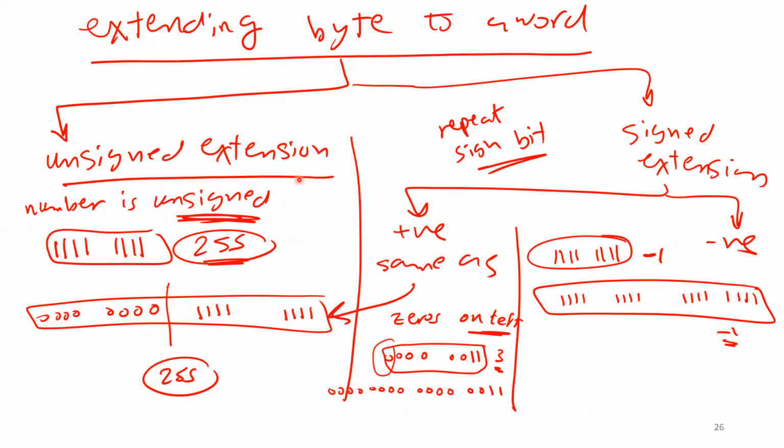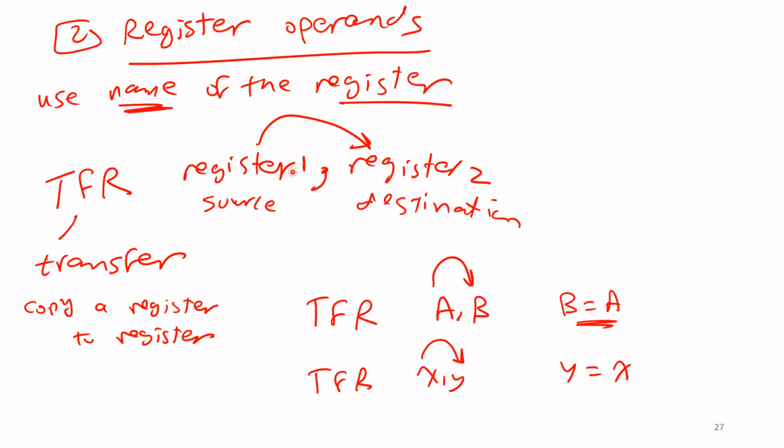I want to leave this one for later. So now, the second part I want to explain, guys. Now, if your operands are registers, how can you write them in instructions? If they are registers, we just use the name of the register. So you can use A, B, X, and so on.